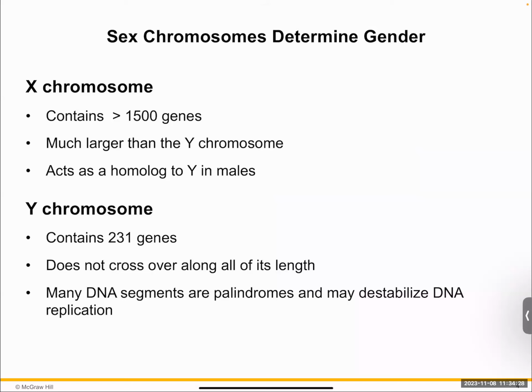Now, looking at chromosome X versus chromosome Y, there are about 1,500 genes present on your X chromosome because it's larger, and the second X chromosome acts as a homolog to your Y in males. The Y chromosome, however, is much shorter and only carries about 231 genes. Many of the DNA segments, if they're absent or mutated, will cause impotency and problems with the male ability to create offspring.